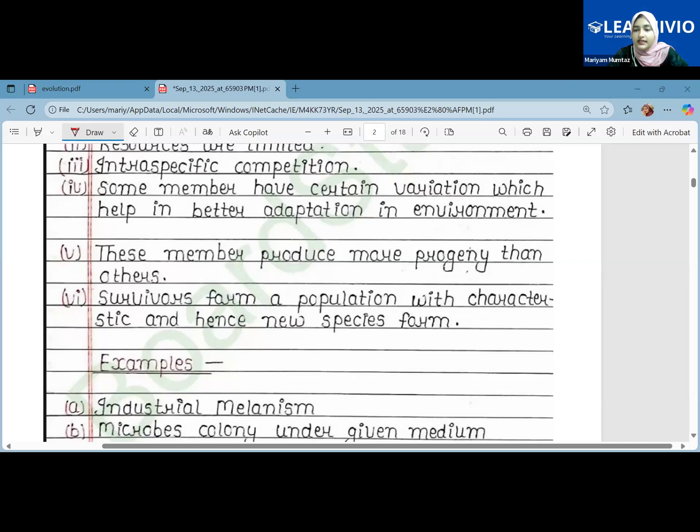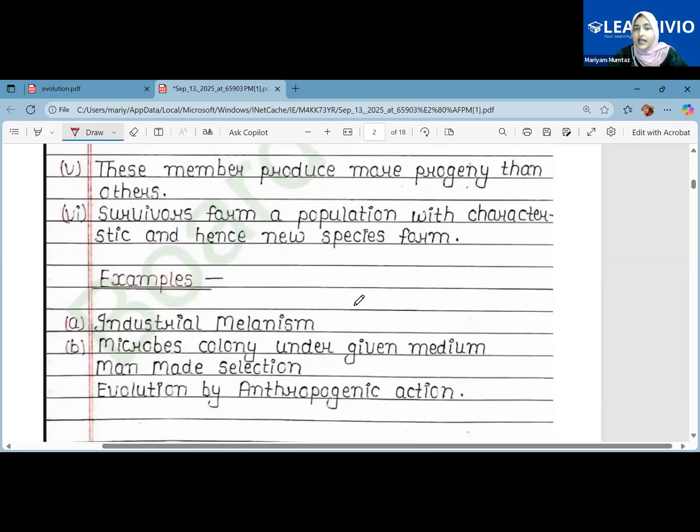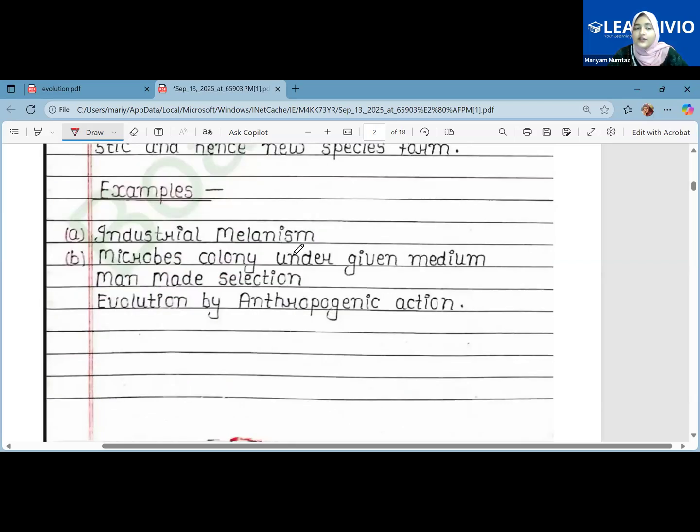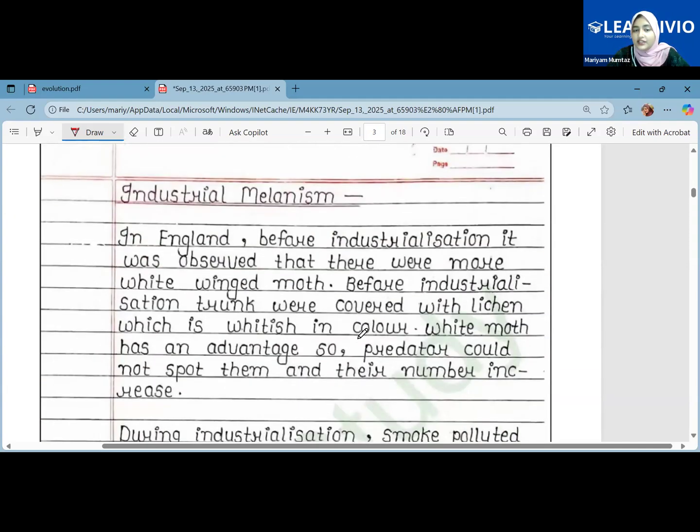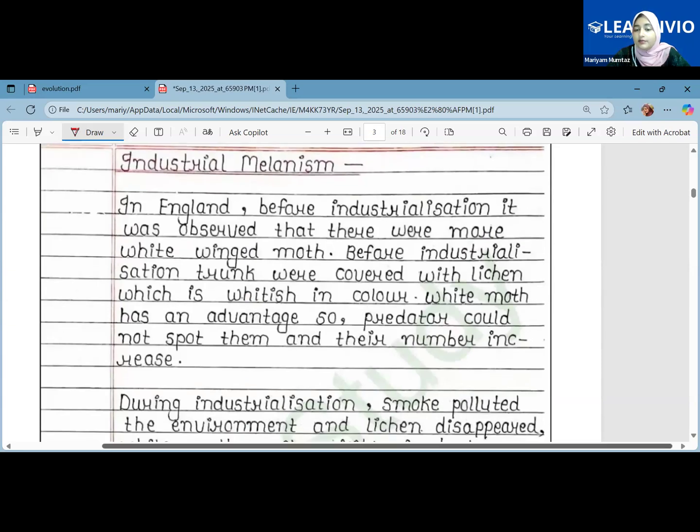So as I was discussing, when we talk about examples of the Darwinian theory or how evolution has taken place, there's industrial melanism, which is very important. This is something that is asked many times. Then there are microbe colonies under a given medium and man-made selection, and accordingly, what are the evolutions caused by man-made selection? The most important one is industrial melanism.